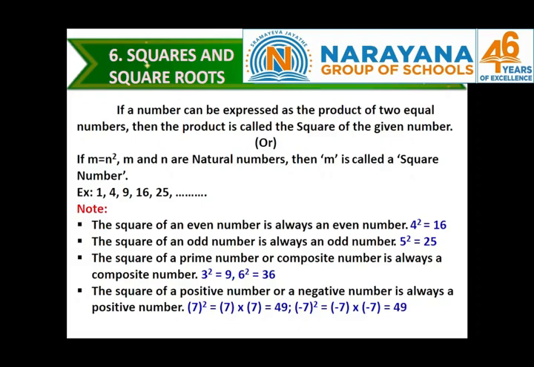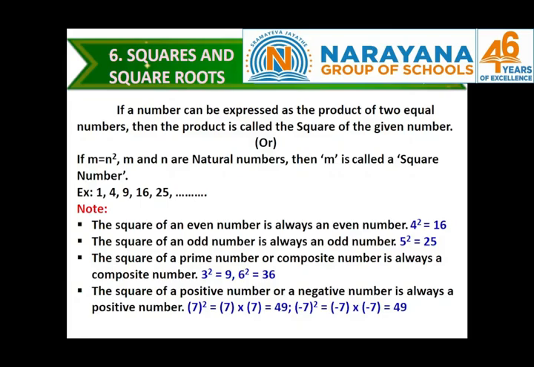The square of a prime number or a composite number is always a composite number, because 3 square is equal to 9. 3 is a prime number. 9 is a composite number, because 1 and 9 are the factors of 9. Along with that, 3 is also one of the factors. And 6 square, 6 is a composite number. 6 square is equal to 36, which is also a composite number.